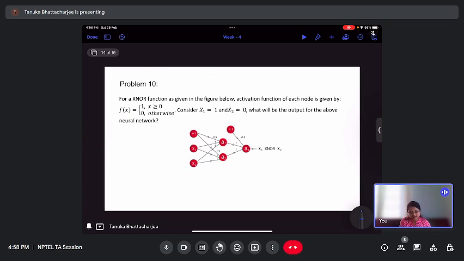Now, let us take a similar case here, but here we have introduced the bias term. So, these and these correspond to the bias term.